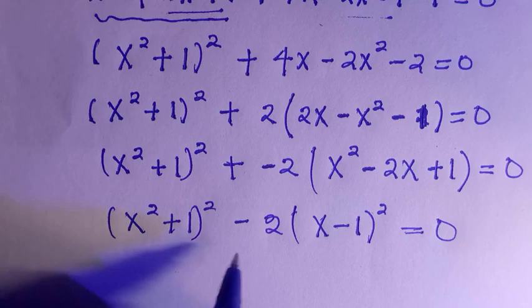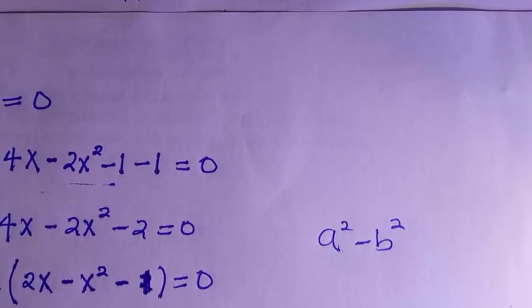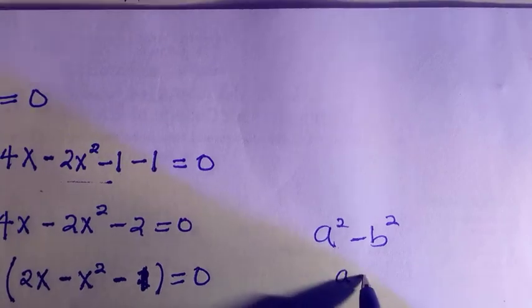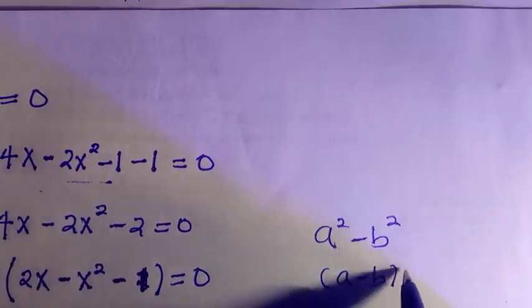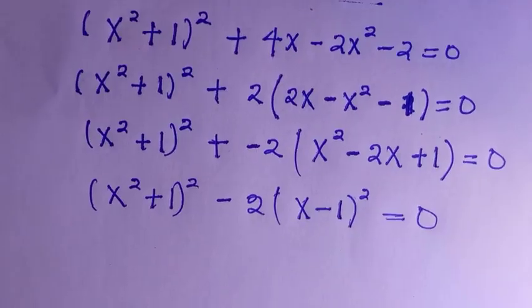And what I want to do here is apply this identity, the difference of two squares, but that equation doesn't completely give the difference of two squares. So here's the formula for it: a minus b bracket a plus b. So this is how to use the difference of two squares.